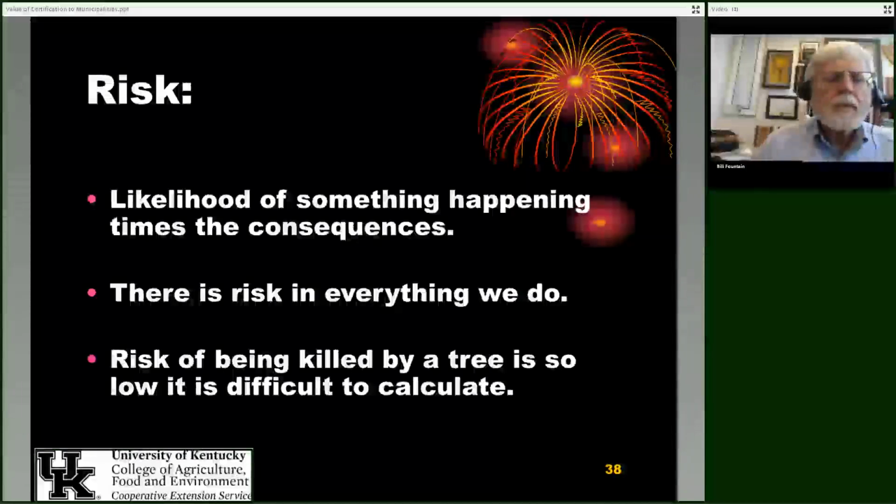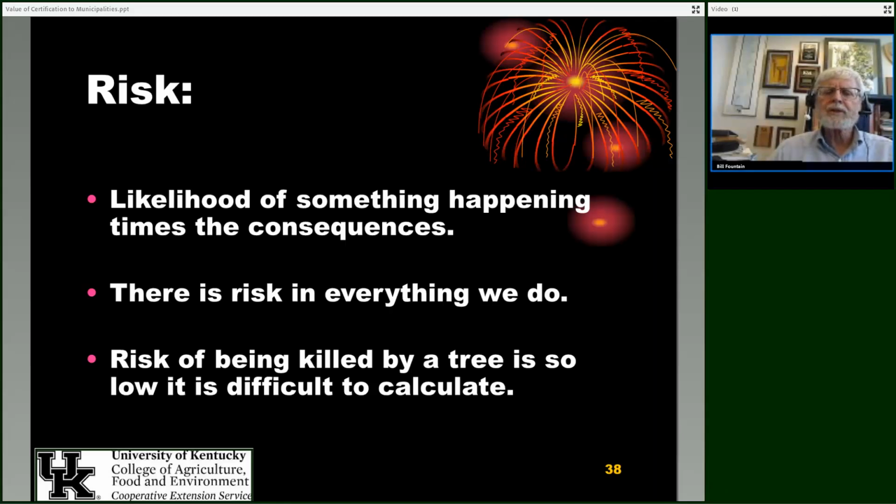So risk, in closing, is the likelihood of something happening times the consequences. That is a very important thing to understand. There is risk in everything that we do. There is risk in being killed by a tree, but it is so low that it's almost difficult to calculate for the individual that's out driving down the road. There are many, many other things that are more dangerous. More people are killed by lightning strikes than are actually killed by trees falling in a non-work environment. Okay? And I think we've got a few minutes where we can cover any questions that may have come up.